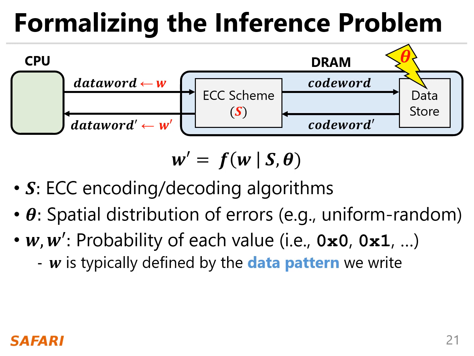These values could be 0, 1, 2, all the way to the maximum possible value. And one thing to note is that W is typically defined by the data pattern that we write to DRAM. For example, if we write all zeros to DRAM, then the probability that the data word is equal to 0 is 100%, and the probability that it's equal to any other value is 0%.